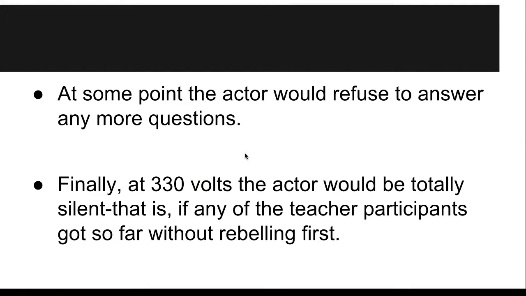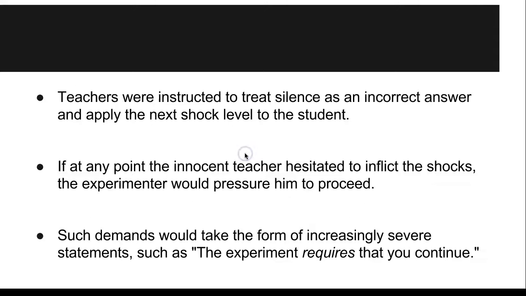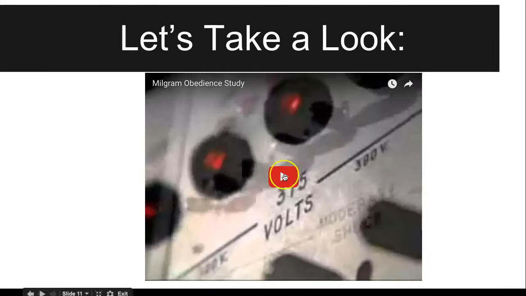This is just a slide that gives you a little more information. Teachers were also instructed to treat silence as an incorrect answer and continue to apply the next shock to the student. If at any point the innocent teacher hesitated, the experimenter would continue to pressure him to proceed. The experiment requires you to continue. You must continue. So the experimenter continued to pressure, to force the teacher to be obedient, even as the actor, the student, was pretending to be in pain. So let's watch a video on this now.